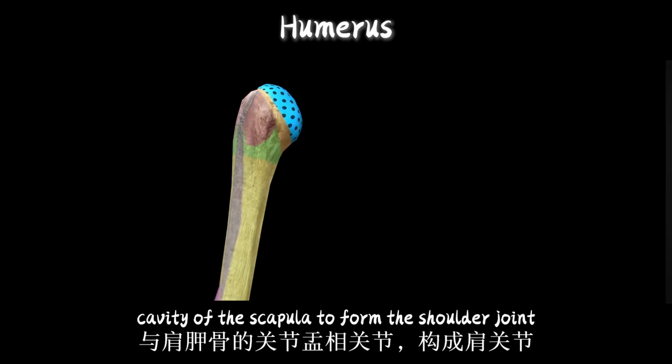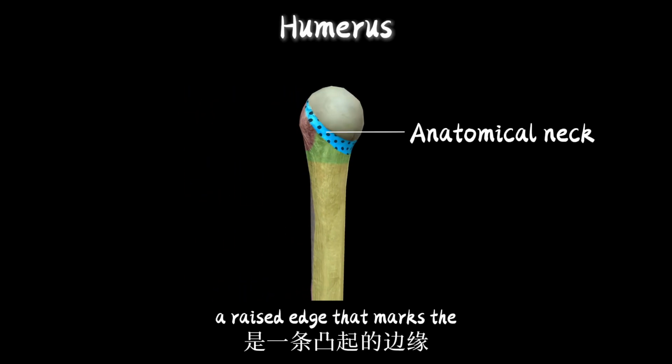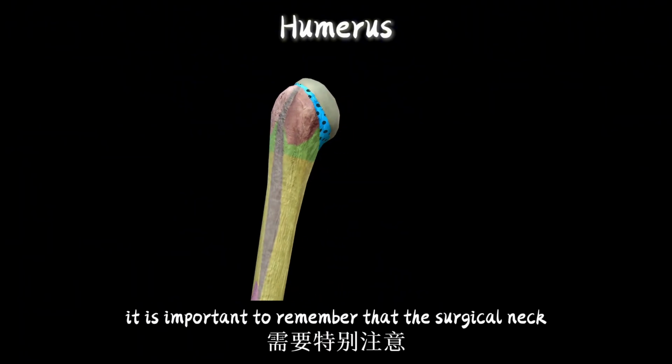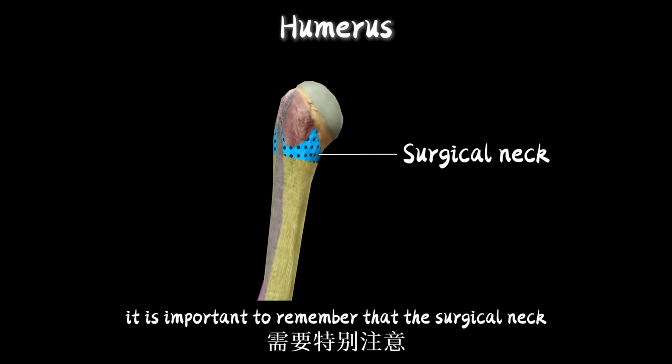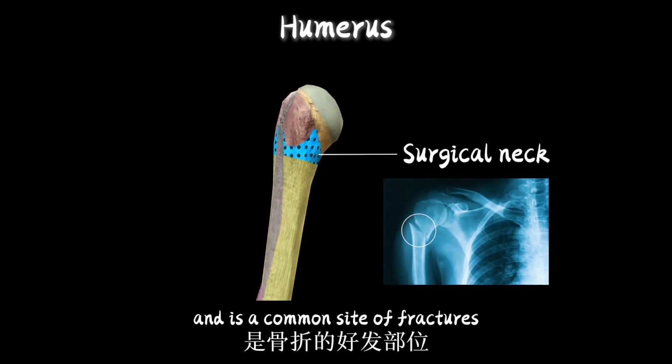form the shoulder joint. Surrounding the head is a subtle groove called the anatomical neck, a raised edge that marks the boundary of the articular surface. Clinically, it is important to remember that the surgical neck lies just below the head and the tubercles and is a common site of fractures.